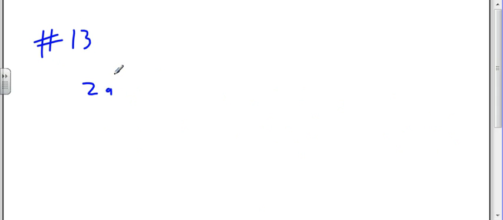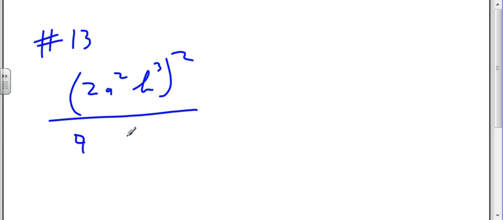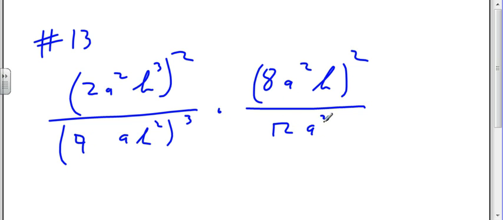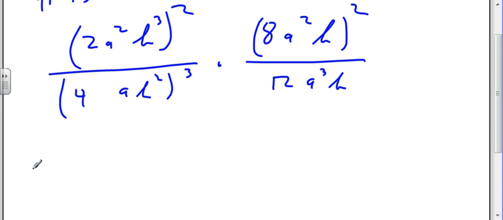Two a squared b cubed, the whole thing squared, over 4ab squared, cubed, times 8a squared b, the whole thing squared, over 12a cubed b. Now, assuming that I wrote it down right, I should get the same answer that the author would want us to get. If I, in fact, wrote it down wrong, then there's nothing I can do for myself, right?